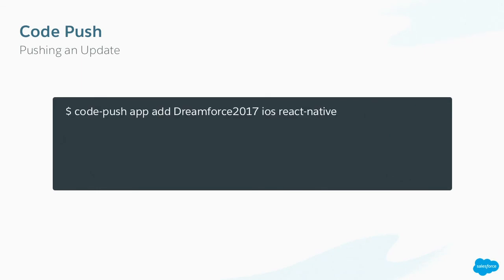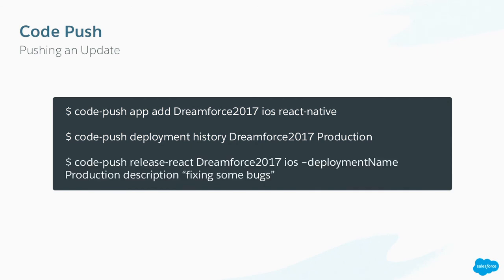And then last but not least, it was a little bit hard to read the terminal window there, but when I want to push an update with Codebush, I can use Codebush app add Dreamforce 17, so that'll actually add the app to Codebush. Then I can see the history of my deployments with Codebush deployment history. And then that third command there is, how do I actually push that update? Codebush release React, the name of my app, the platform that I'm targeting, the deployment name, so you could have production, staging, et cetera, and then description of your change.